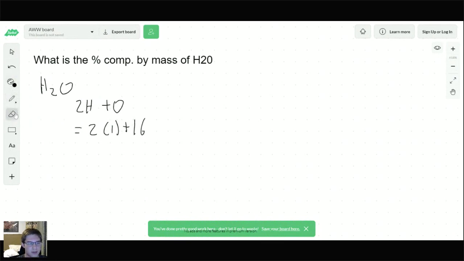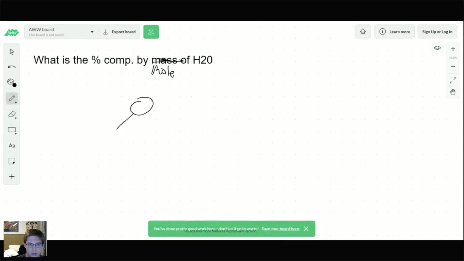So in more detail, okay. Let's look at this. If we have 1 molecule of H2O, let me cross that out and say mole again. So if we have 1 mole of H2O, let me draw this in there, and then I can label these as H and O.